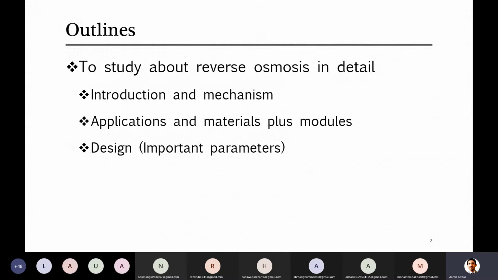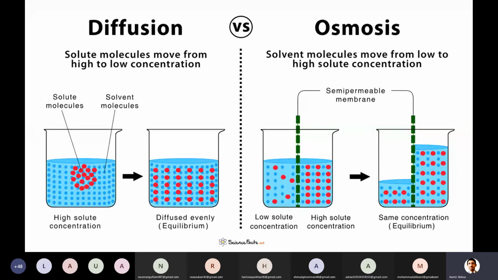There are a number of parameters, but we will cover a few important parameters, which are the design calculations if you are going to design some reverse osmosis system. Overall, I think this content will be covered in 2 lectures. So in the first lecture, we will try to cover the first 2 parts, and then the design part, along with some numerical problems, will be discussed in the next part.